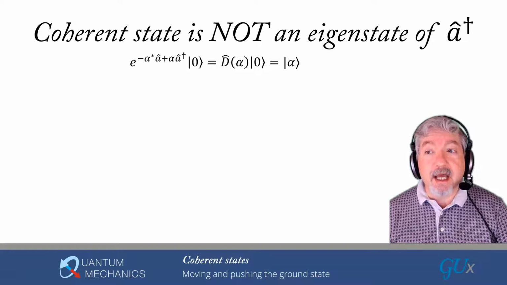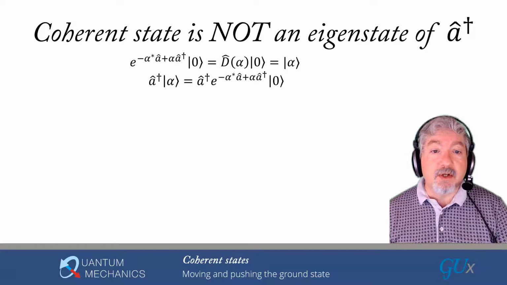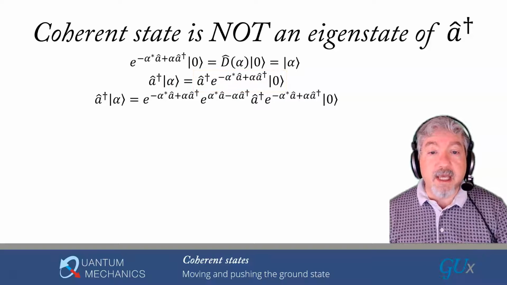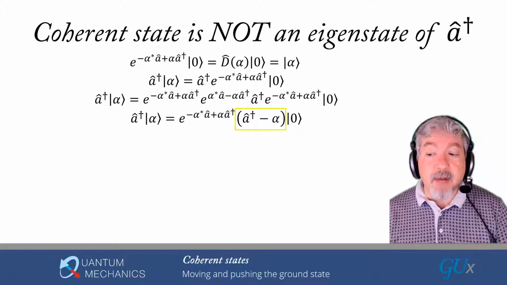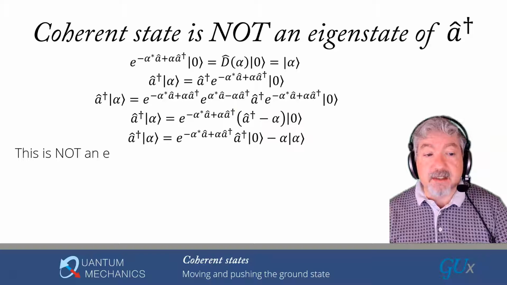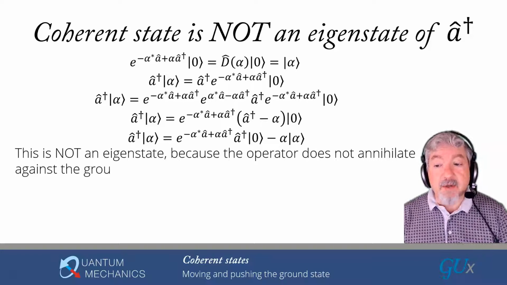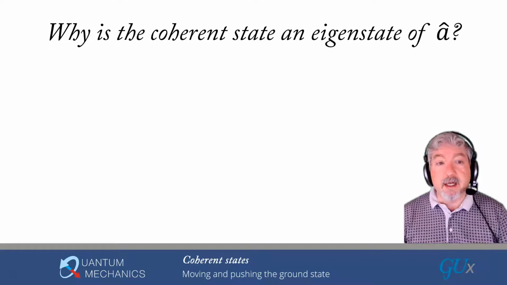Now, the coherent state is not an eigenstate of a dagger. And let's just go through the reasoning why that occurs. So we can start the same way with an operation of a dagger onto the coherent state, and we put out the definition of what the coherent state is. We multiply by 1 again. We recognize we have a Hadamard. We evaluate the Hadamard. And we get this form A dagger minus alpha. Of course, the minus alpha I can pull out. But A dagger acting on that state, that doesn't annihilate that state. It's just another state. And so I get some other vector that's in some other direction. It is not an eigenvalue-eigenvector relationship. And so it is not an eigenstate of the raising operator.